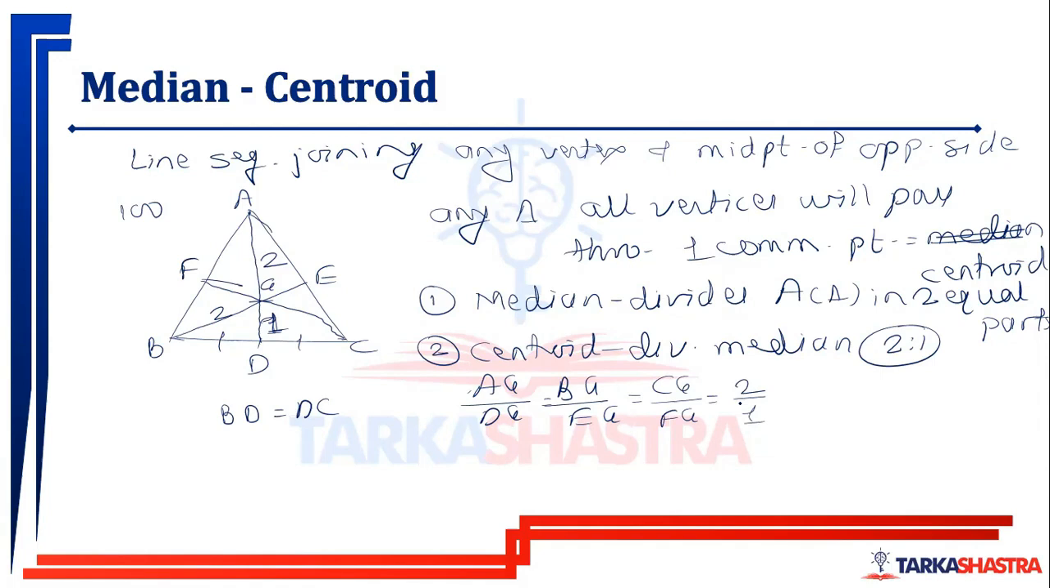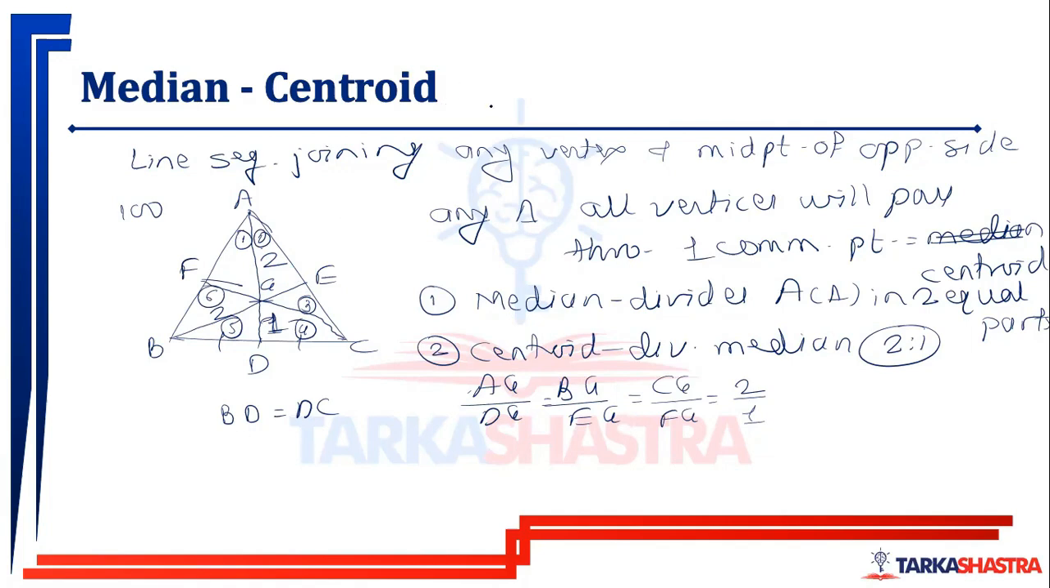Correct? Plus all these 6 triangles, 1 2 3 4 5 6, will have an equal area. This is a very very important point. ठीक है, क्या मैं सबको नहीं बताता हूँ, सिर्फ आपको बता रहा हूँ, अच्छे से ध्यान में रखो. All these 6 triangles which are formed will have an equal area. So the total area of a triangle is also divided into 6 equal parts. Okay, then these are very important points.